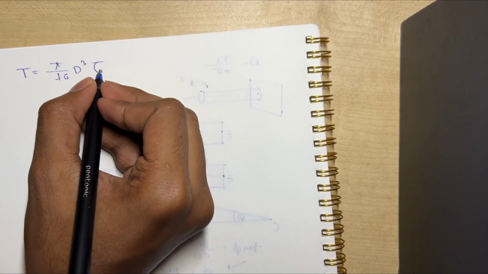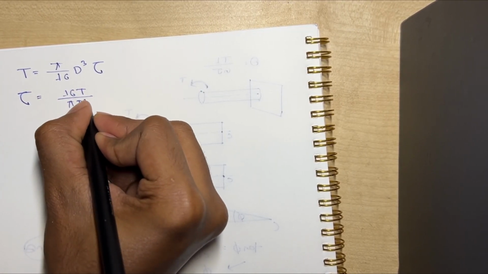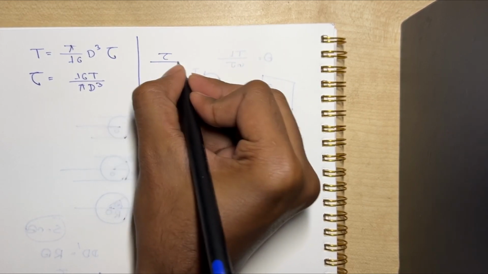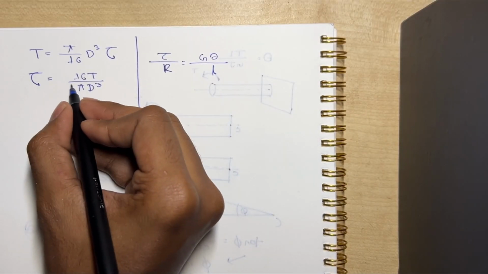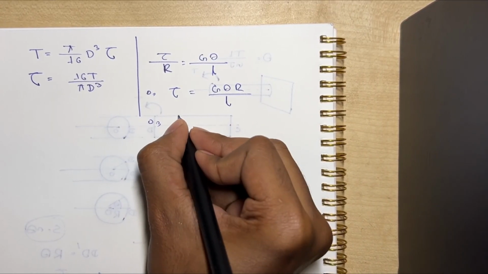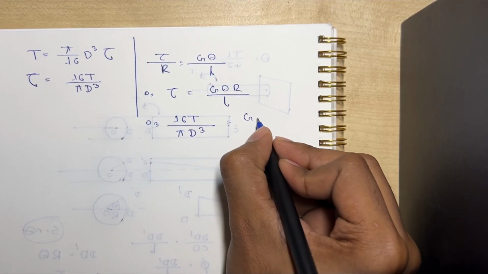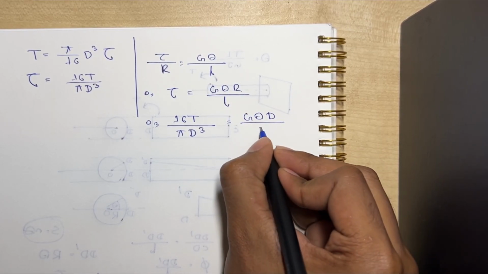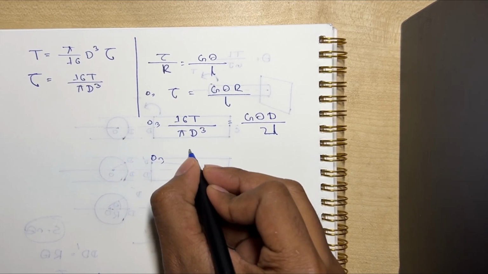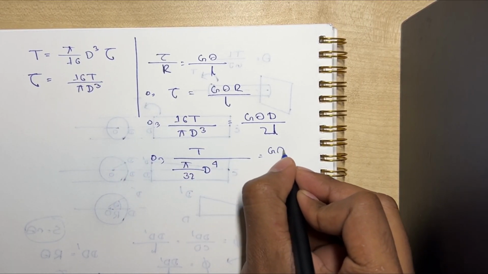We'll take out the shear stress. If we take the shear stress from this equation, tau would be 16T by pi d cube. But also from the previous equation, we have learned that tau by r equals g theta by L. Now if we substitute, let us rewrite tau equals g theta r by L. If I do tau is 16T by pi d cube, and g theta r would be d by 2, d by 2. The L would be there, sorry I forgot the L. It would be T divided by pi by 32 d to the power 4 equals g theta by L.